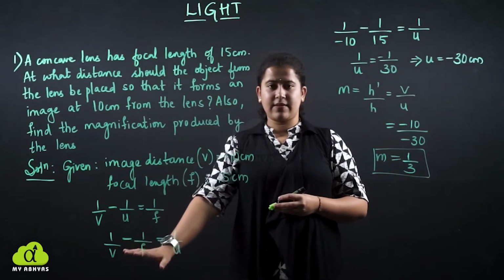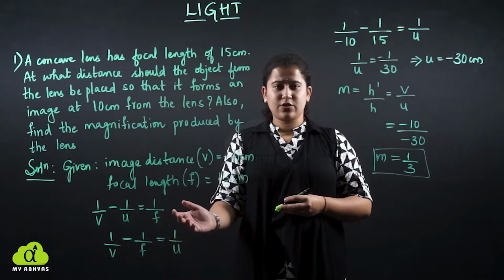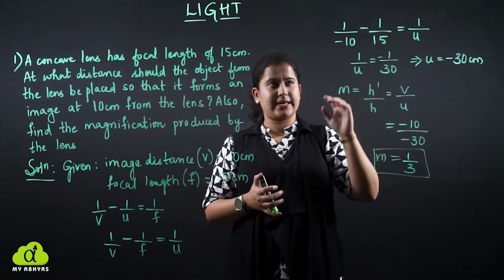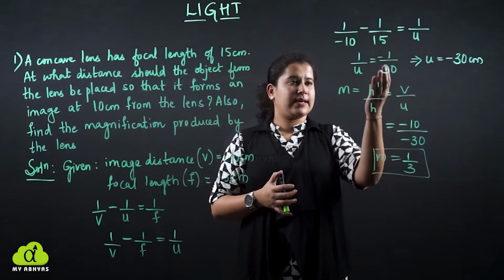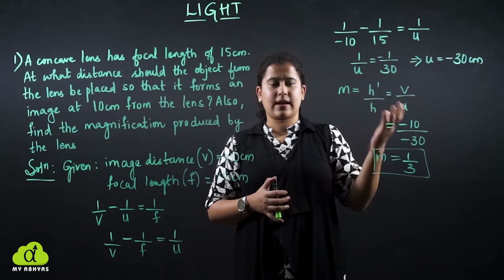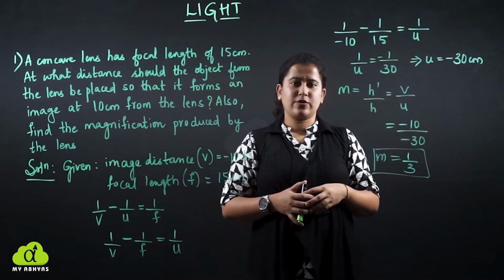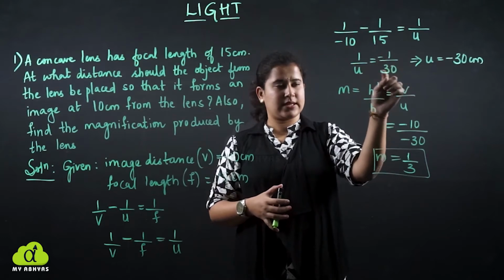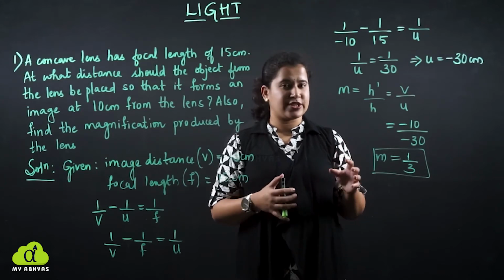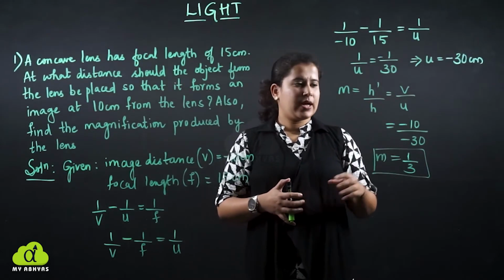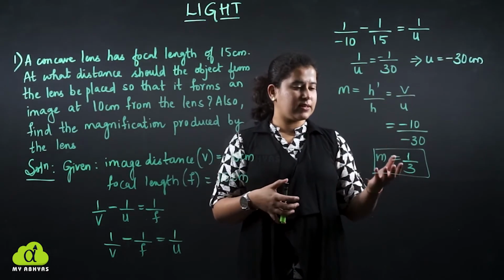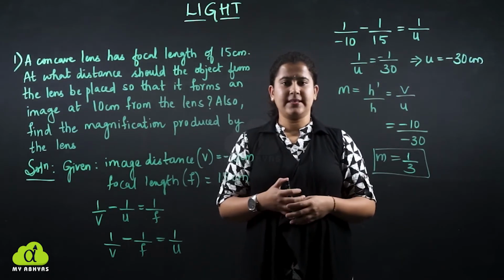So here you have 1 by v minus 1 by f is equal to 1 by u. In this case, minus 1 by 10 minus 1 by 15 equal to 1 by u. Then taking the LCM, we'll get the LCM as 30, so minus 3 minus 2, that will be minus 5 by 30, that is minus 1 by 6... and u is equal to minus 30 centimeters. Then coming to the magnification, m is equal to h dash by h, then that equals v by u, and v is nothing but minus 10, which is the image distance, u is the object distance, which is minus 30, so altogether I will get m is equal to 1 by 3.